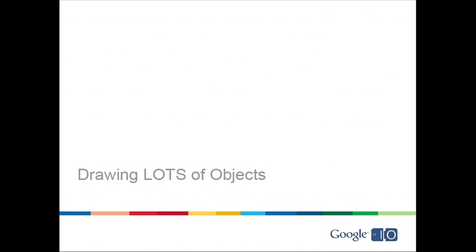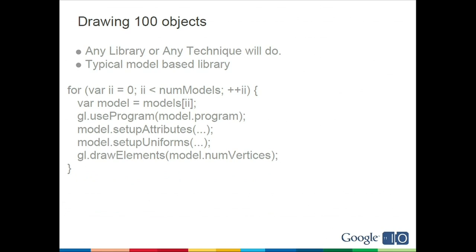So I'm going to go over drawing lots of objects. So let's say we want to draw 100 objects. If you want to draw 100 objects, you can pretty much do anything. WebGL is pretty fast, and 100 objects is not going to tax it. You can use any library that's out there. You have a typical model-based library.